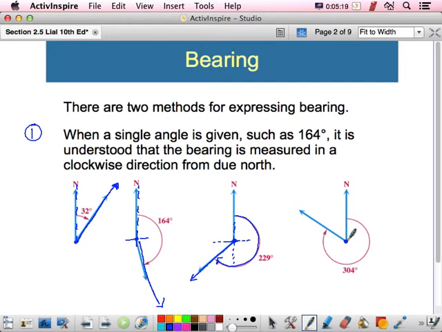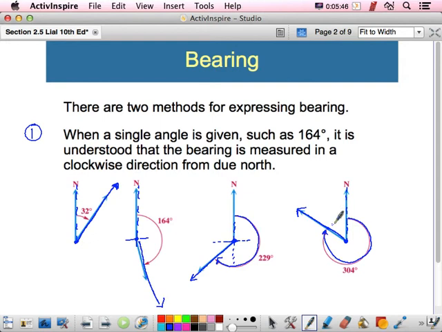So we start here, we look due north, and then we start to measure. About to here would be 90. This would be 180, and so all the way around would be 360. So 304 is about right here. So that means all the way around would give me 304 degrees.